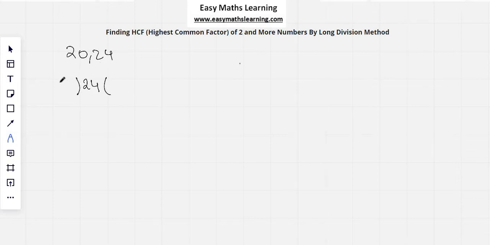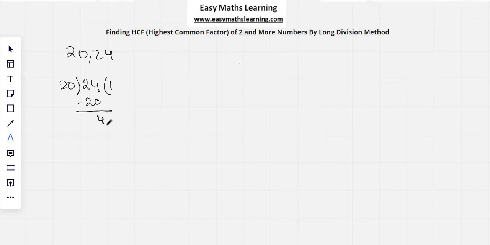So I just write it in a slightly different way. Usually in the division method we write the quotient above, but here we will write the quotient on the right side. The nearest multiple of 20 lesser than 24 is 20. So 20 times 1 is 20. I write down 1 here, 20 below, and I subtract. So 4 is the remainder.